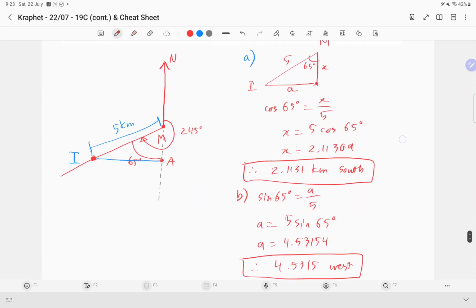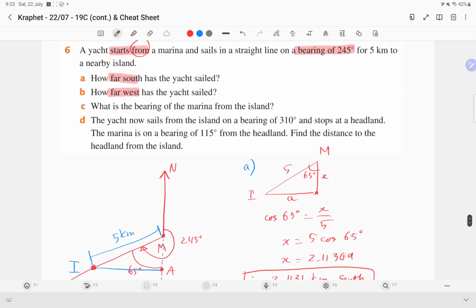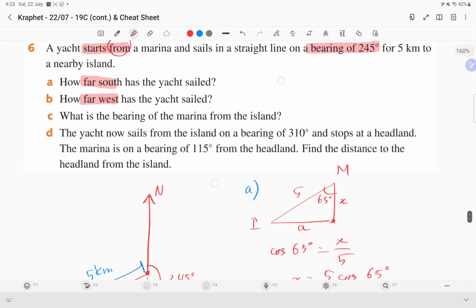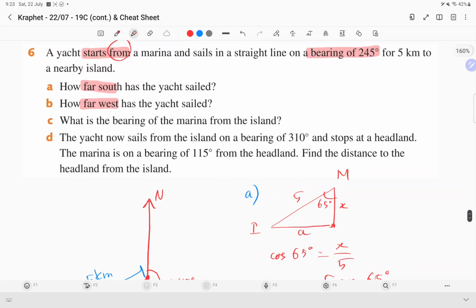Okay, make sense? Next, what is the bearing of the marina from the island? All right, let's see. Is question C the one that you're a bit confused about, or do you think it's okay? Yeah, C. Bearing of the marina from the island.